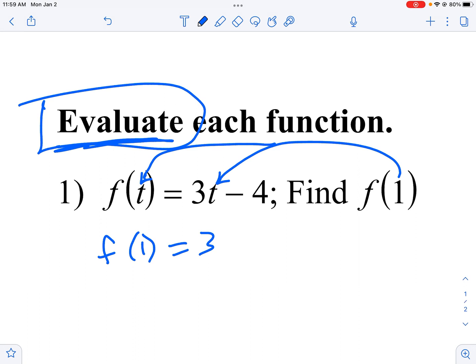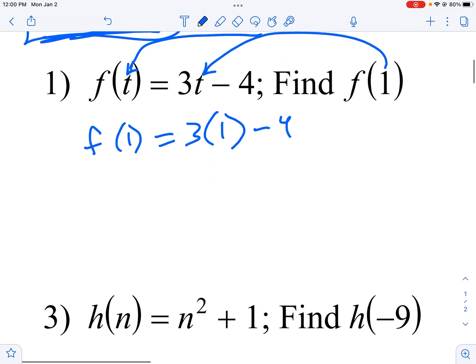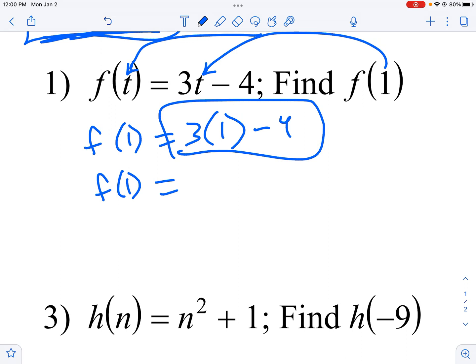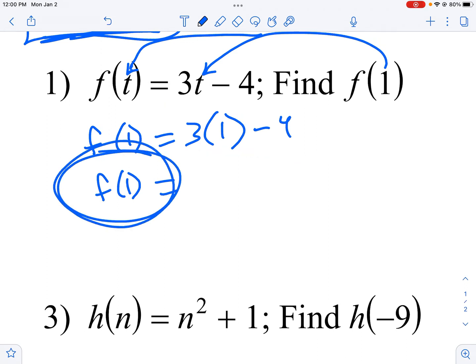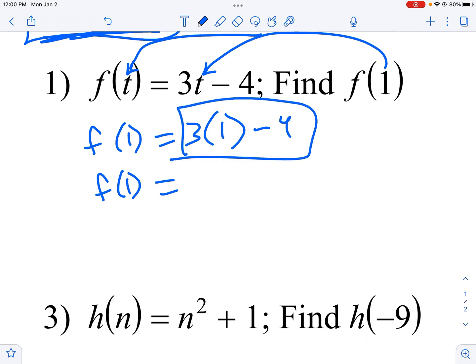When you substitute something in, just like when we're solving systems, you put it in parentheses. Just like that. And now what you're going to do is you're just simplifying the right side. You don't do anything to the left side. It stays f of 1. It's not f times 1, it's just f of 1. And you're going to simplify the right side.